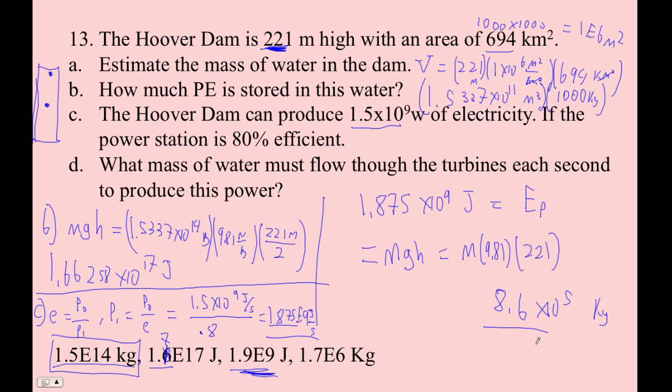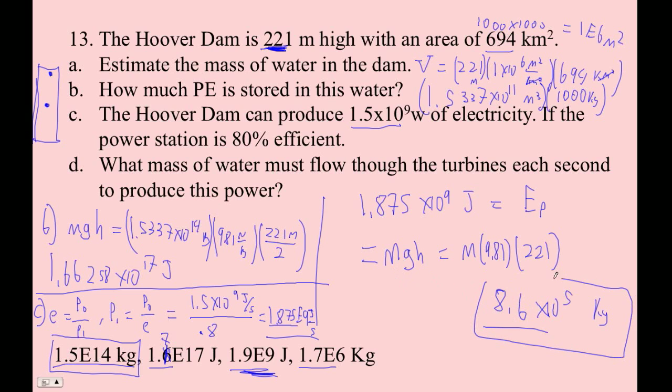Okay, so they say that the answer is 1.7 times 10 to the 6th. I do believe that's the answer we would get if we divided 1.875e9 by 9.81 divided by parentheses 221 divided by 2. Yeah, if you use half the height, then you get that answer.